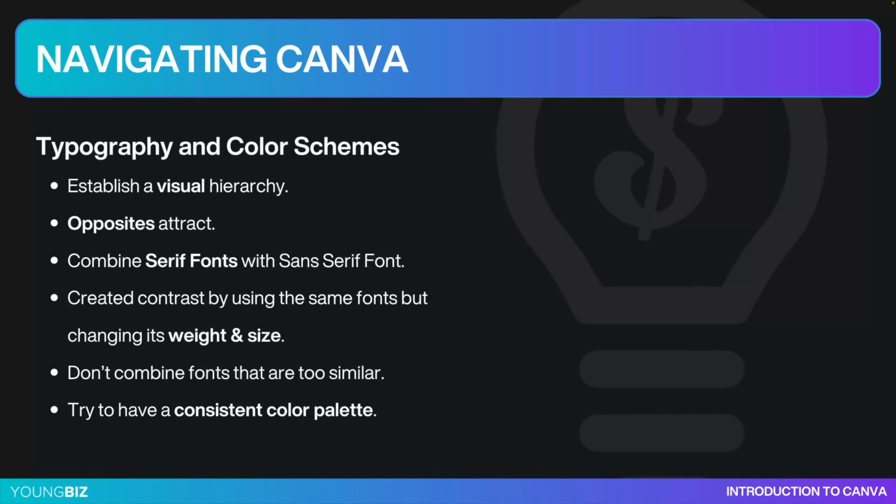Opposites attract. Try to use large font sizes compared to small font sizes, or maybe use sans serif fonts with some other bold and major font. Another rule about serif fonts is combining serif fonts with sans serif font and vice versa. Try to create a contrast by using both weight and size. Don't combine fonts that are too similar, and try to have a consistent color palette. If you have any questions about color palettes, there are numerous color palette generators online, and there are a lot of places where you can go and find some inspiration on how to create a color palette. But those are just some generic rules.